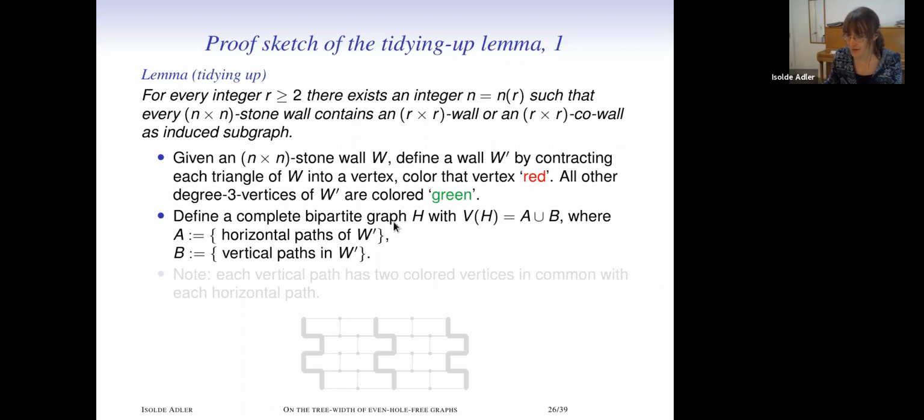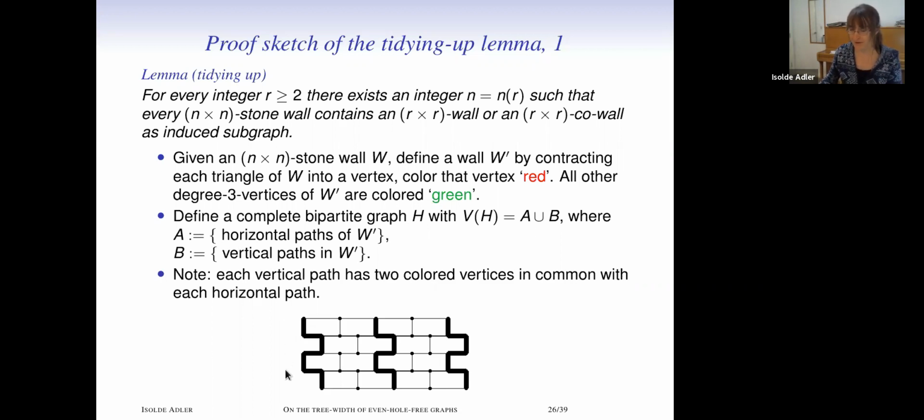And then we define a complete bipartite graph H with vertex set consisting of two sets A and B, where A is the set of all horizontal paths of W, and B is the set of all vertical paths in W. Okay, here's the picture again. The walls have a bit wobbly vertical paths, but these are the vertical paths. Now, here it's important to note that each vertical path has two colored, red or green, vertices in common with each horizontal path. So let's look at the central vertical path here, and maybe the central horizontal path. There are two vertices here that will be red or green. So they meet on two of them, okay? Not just one like in normal grids.